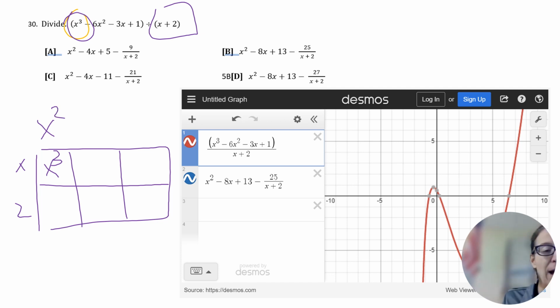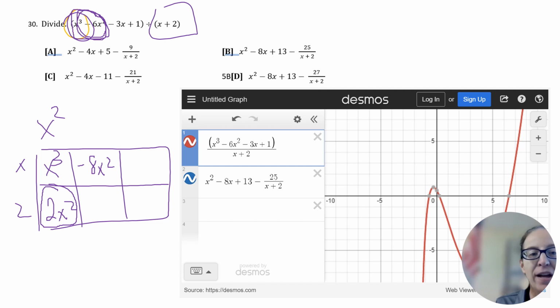And then we multiply to get this box right here. So 2 times x squared is 2x squared. And now comes the tricky part. I have negative 6x squared. If you're looking up here, negative 6x squared. So what plus 2x squared would give me negative 6x squared? Now you've got to watch the sign. That is a negative 6x squared. So this would have to be negative 8x squared.